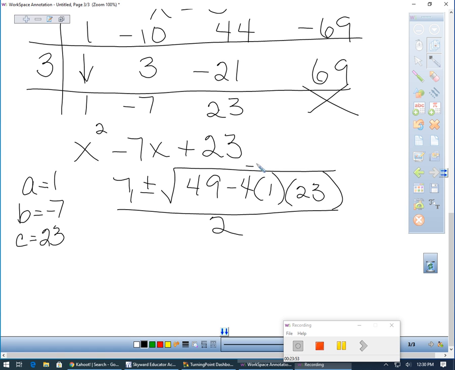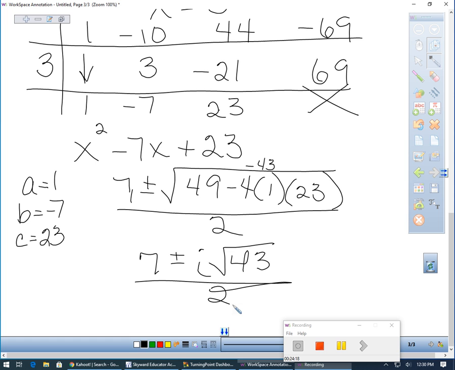Negative 43? So we have 7 plus and minus. Do you agree? Plus and minus. Oh, if it's a square root of negative 43, what can I take out of there? So I have square root 43 over 2.